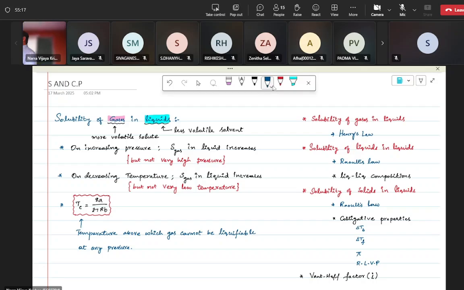High. Critical temperature is high means up to that temperature it can convert into liquid, means its ability to convert into liquid is more, means its ability to have molecular interactions, attractions is high, right? Now tell me, in order to increase the solubility of gases in liquids, what type of gases do I have to select? Critical temperature of gas must be low or high?